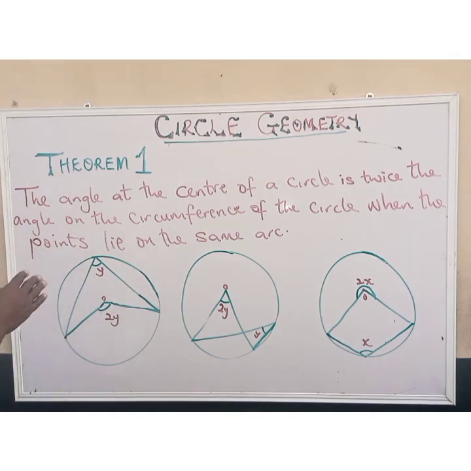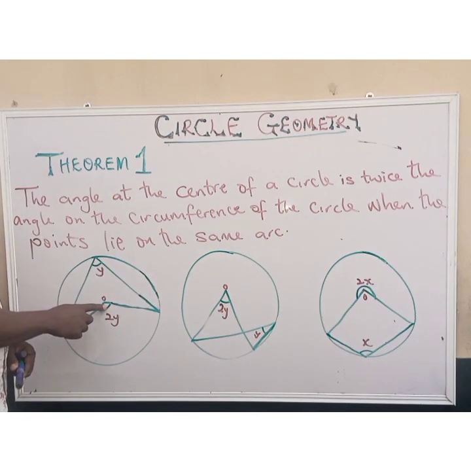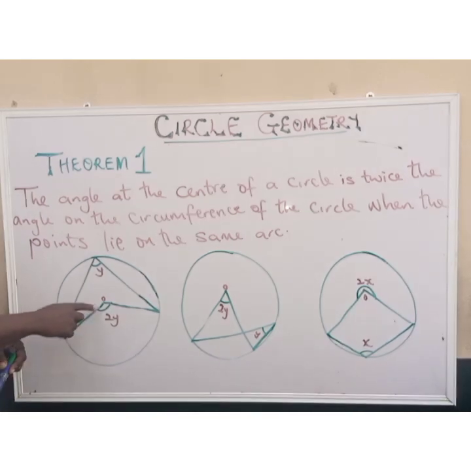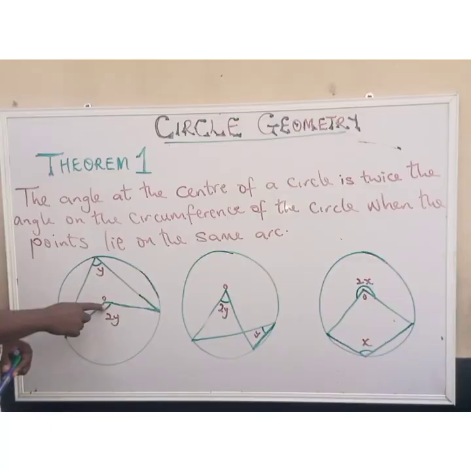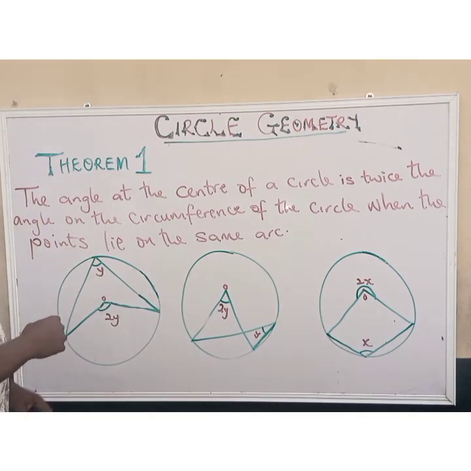So the angle at the center of a circle. This is the center of the circle we are talking about now. So you can see center O. Now this is the angle at the center of the circle. The angle at the center of a circle is twice the angle on the circumference.